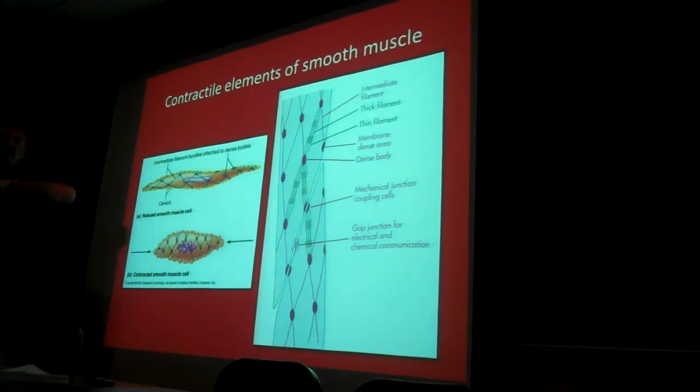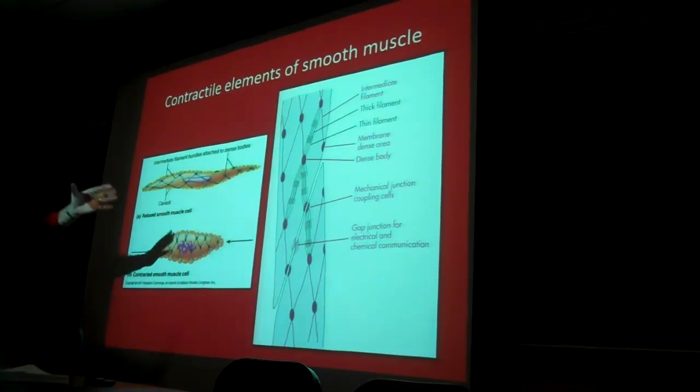And then over time, they started to align themselves up, and you get real muscle cells. But that's as close to a single-celled animal moving as you can get, a muscle in a single-cell animal.